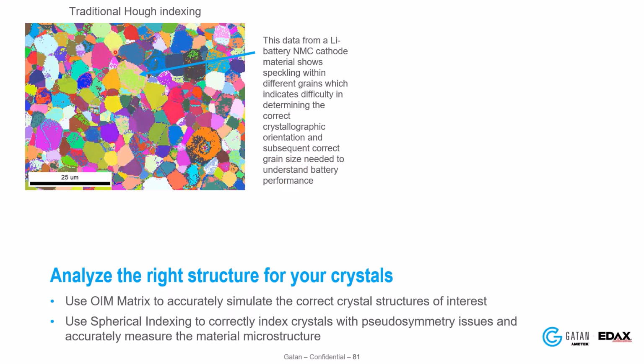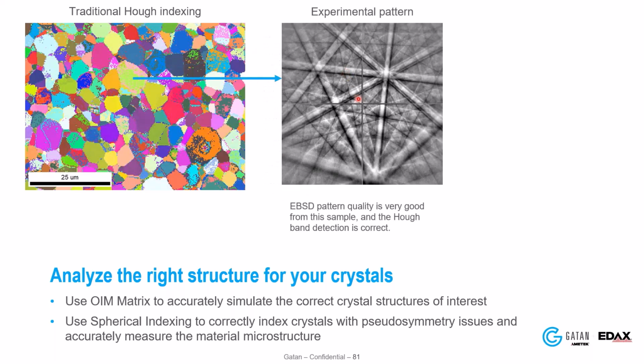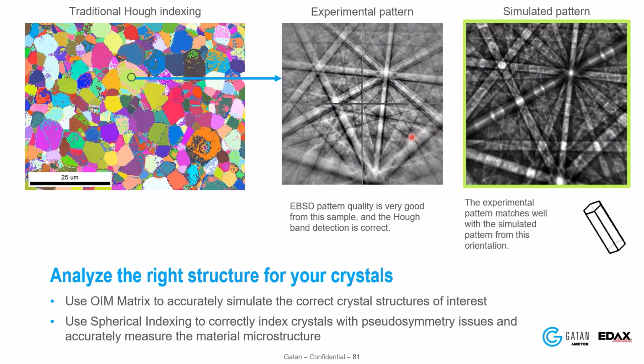So we look at this grain. Here's the experimental pattern. So again, this is a pattern from our clarity detector. The pattern quality is good, right? So we can pretty quickly eliminate sample preparation as an effect on this. If we look at the, I'm going to say yellow, I hope it's yellow, again, colorblind, we look at that orientation. This is the simulated pattern from that orientation. We look at that and say, yeah, those match pretty well. That's the unit cell orientation.